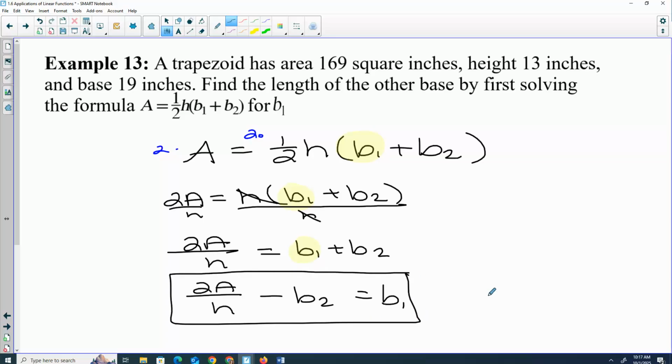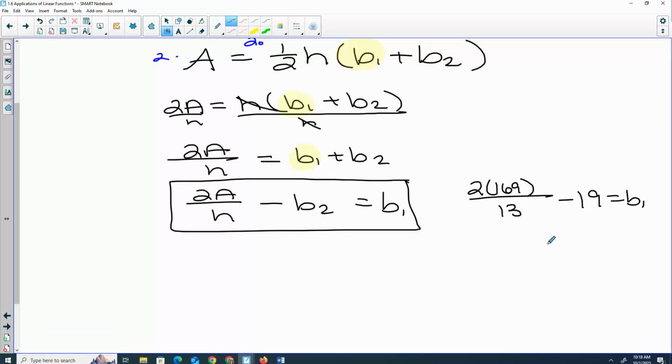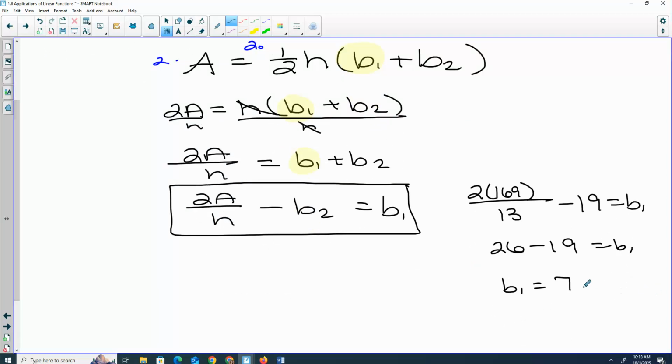So we should be able to manipulate formulas to get a variable by itself. Second thing, I'm asking you to calculate something. So using that formula we just got, the area is 169, so that's my A. The height is 13, so that's my H. One of the bases is 19, so that's my B2. So then we can solve for B1. So we get 7 inches.